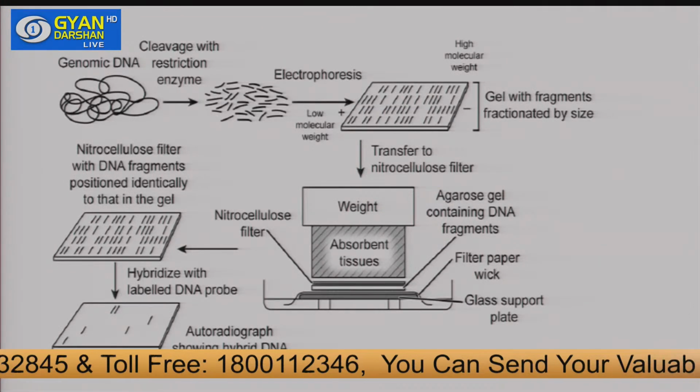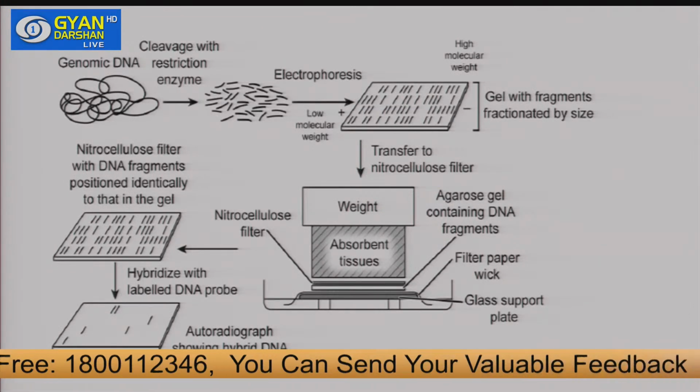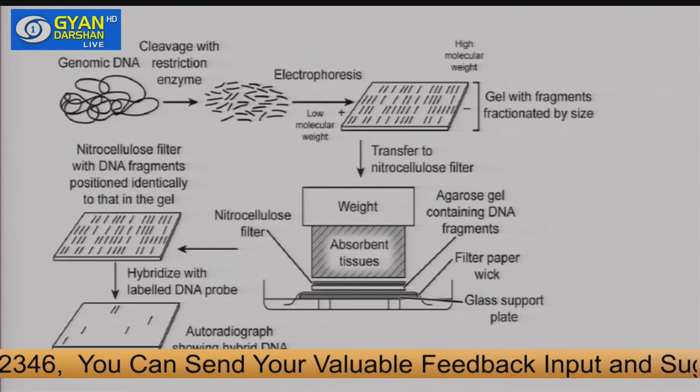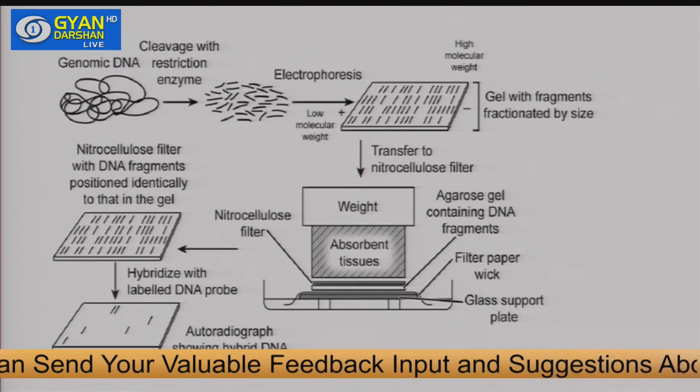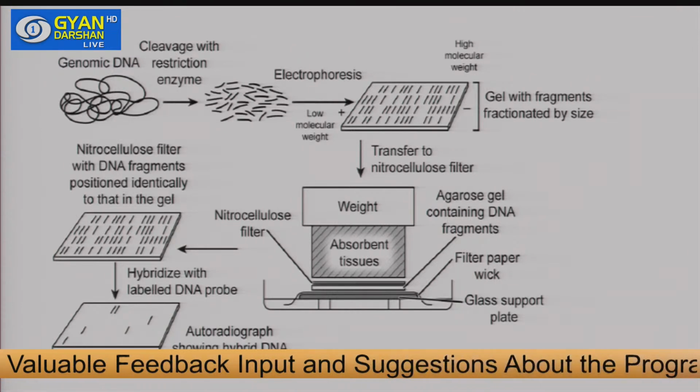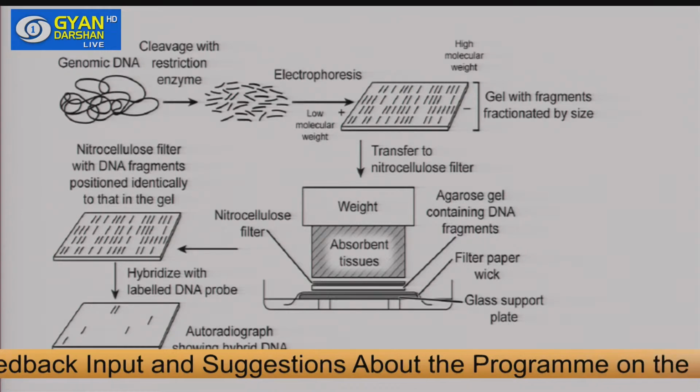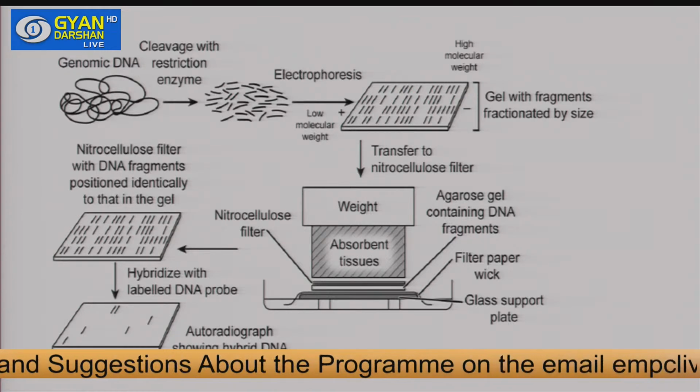So you need to run an agarose gel, or you need to undergo agarose gel electrophoresis. So you need to load the restriction enzyme digested genomic DNA in the agarose gel and then run the gel. Once the gel is run and you stain the gel with ethidium bromide, you will be able to see fragments because the genomic DNA is digested into fragments.